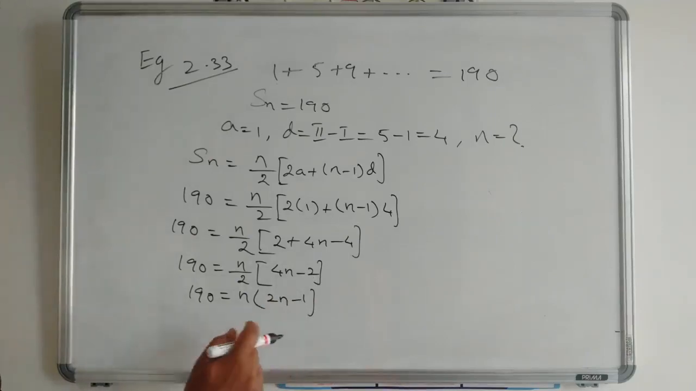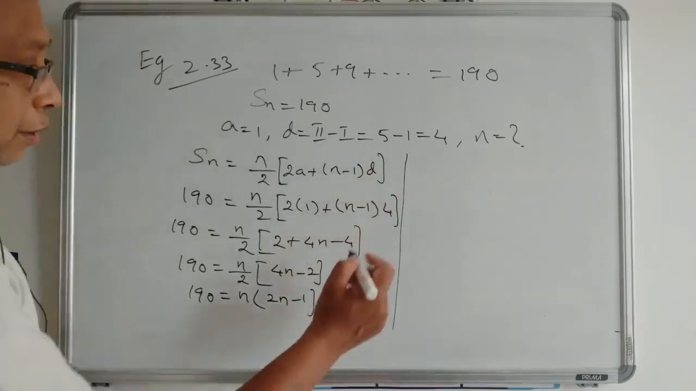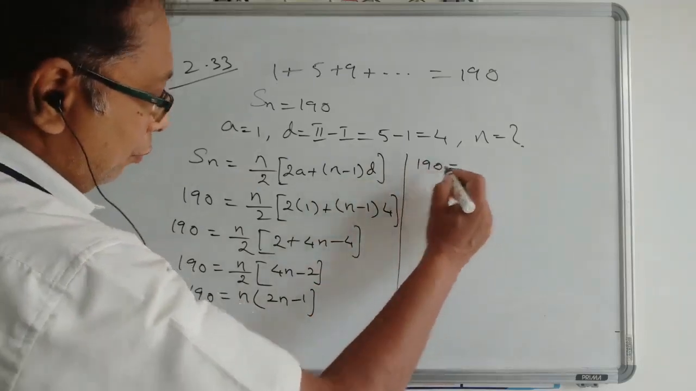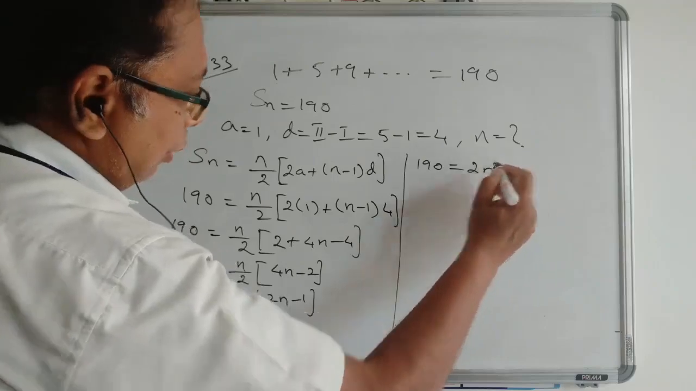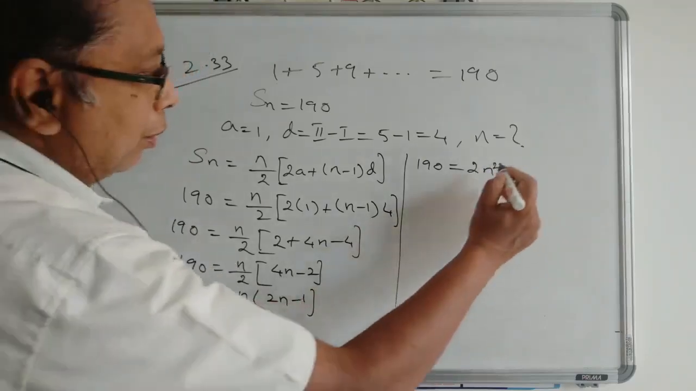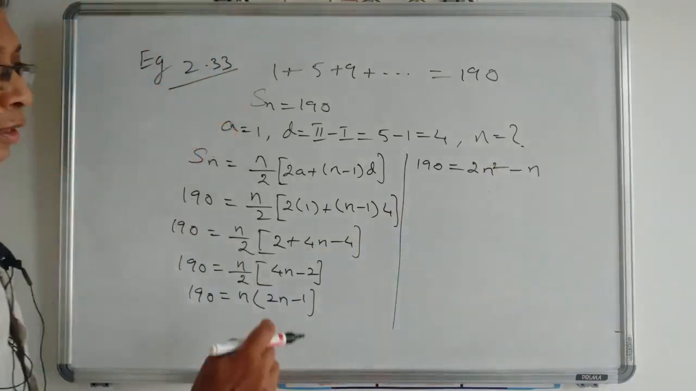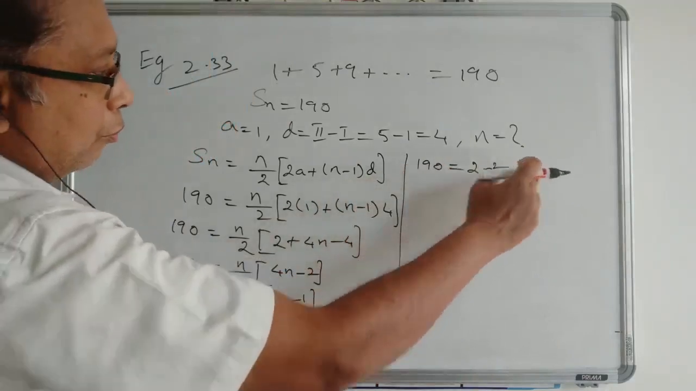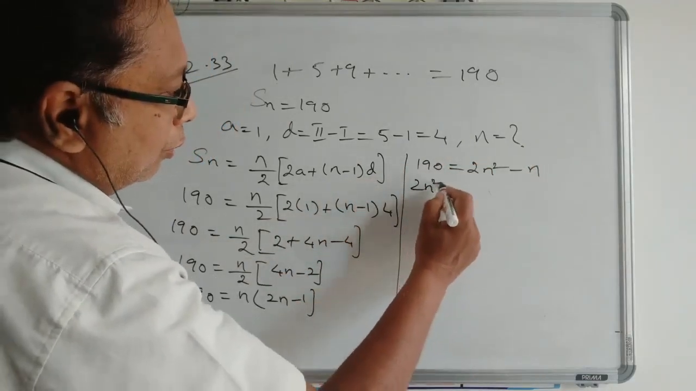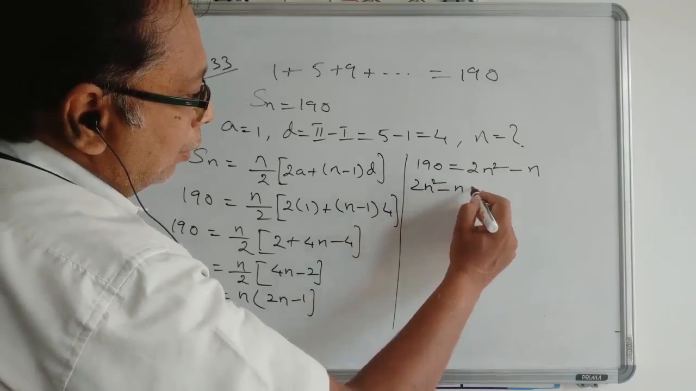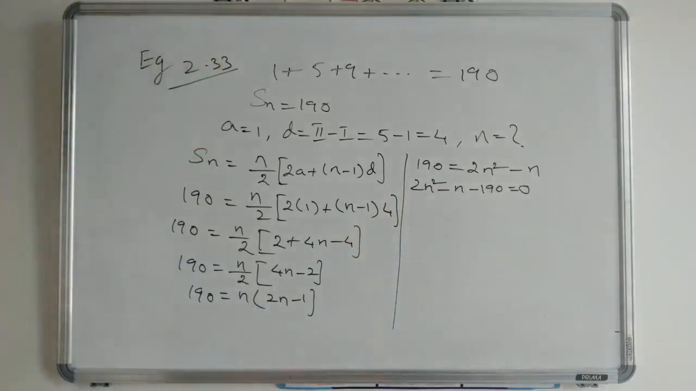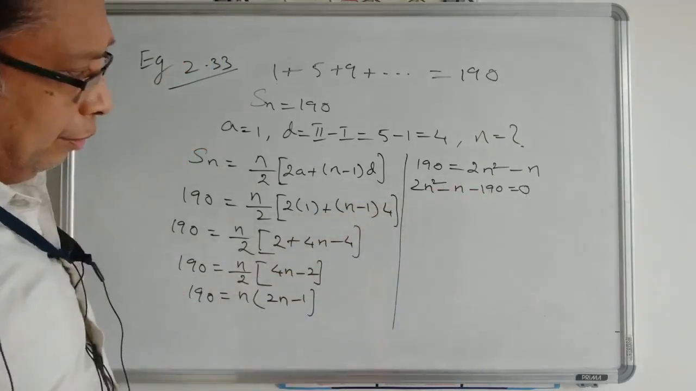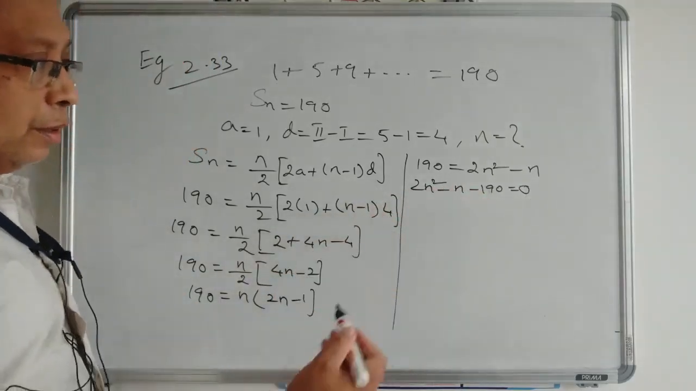Next we take the n and multiply inside. 190 equals n into 2n, 2n squared, n into minus 1, minus n. Therefore you take the 190 to the right hand side: 2n squared minus n minus 190 equals 0. Now we factorize this quadratic equation.